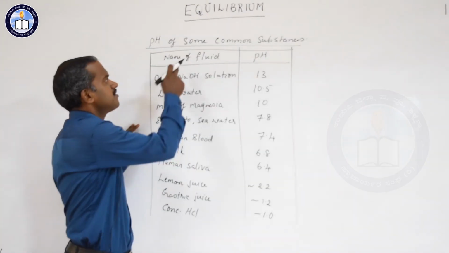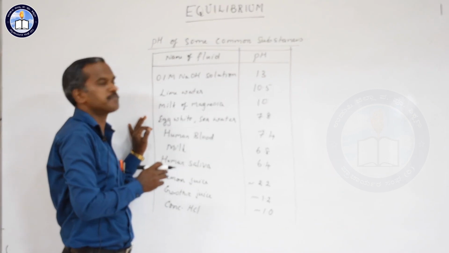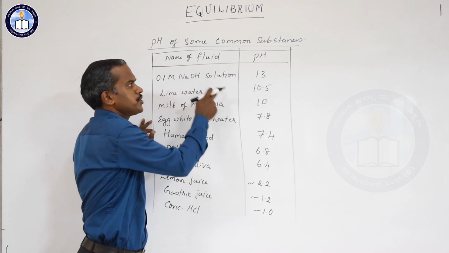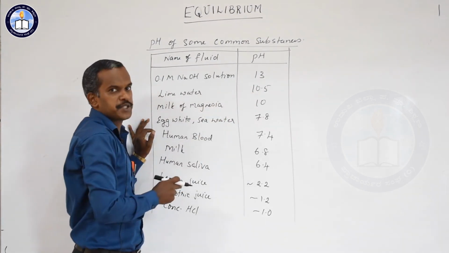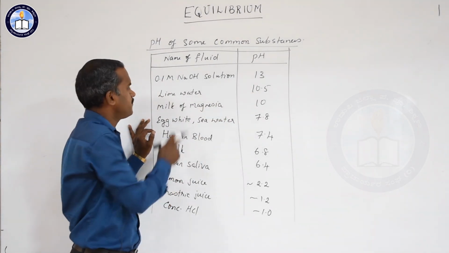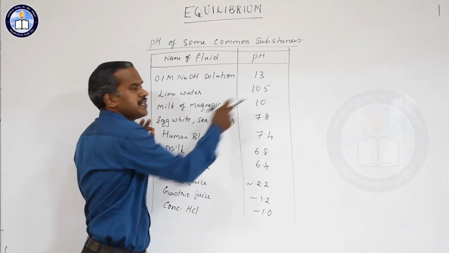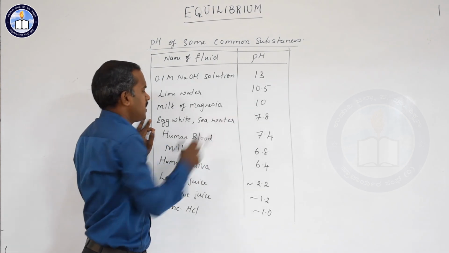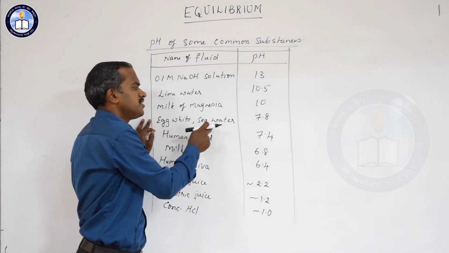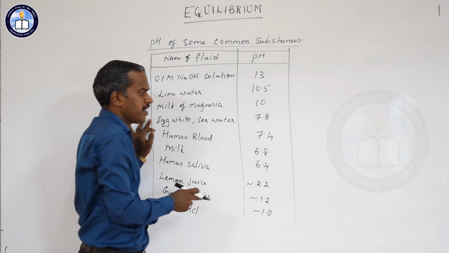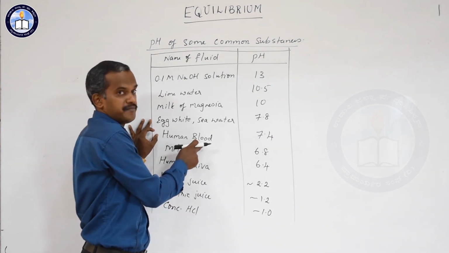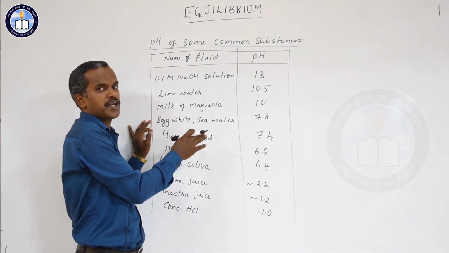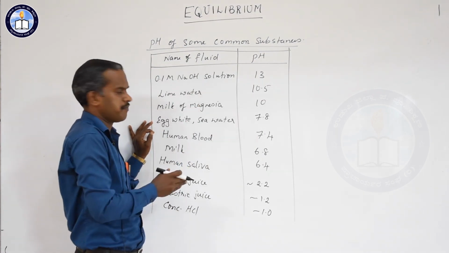Okay students, look at some of the common substances and their pH values. 0.1 molar NaOH solution will have a basic pH and its pH is 13. Lime water 10.5. Milk of magnesia, that is magnesium hydroxide, has a pH value of 10. Egg white and sea water have a pH of 7.8. Human blood has a pH of 7.4. So these are some of the values you can understand. Almost all of them have a basic pH.